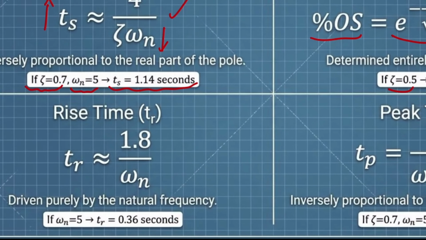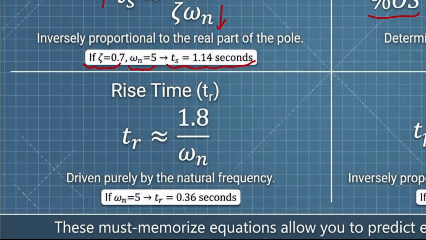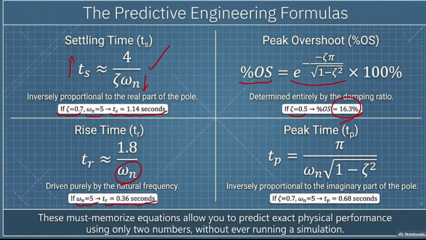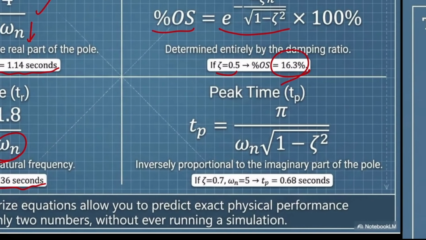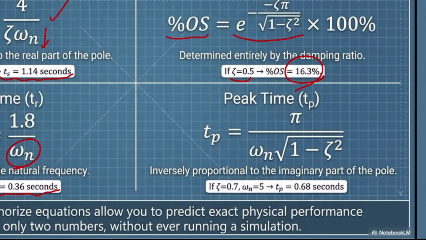Another important part is the rise time. The rise time means how long it takes for my system to go from 10% to 90% of its value, and it's highly related to omega n. Means that if my omega n is small, my TR is going to be high. Imagine that when you have omega n as 5, my TR is going to be 0.36 seconds. So you can see that this natural frequency is a very important value.